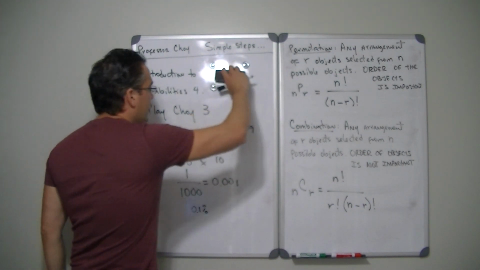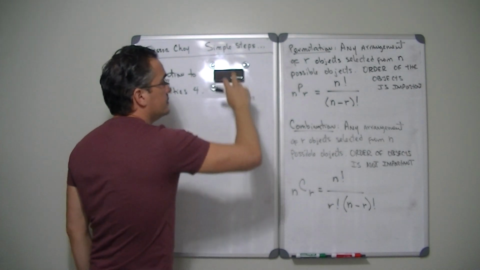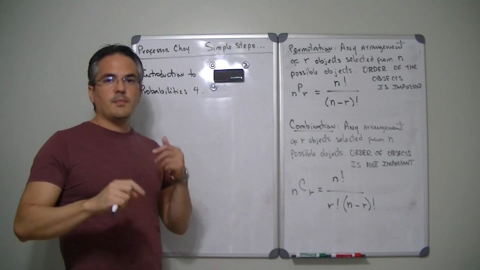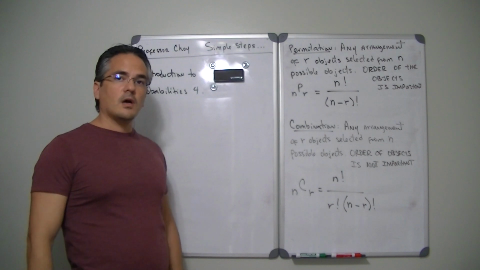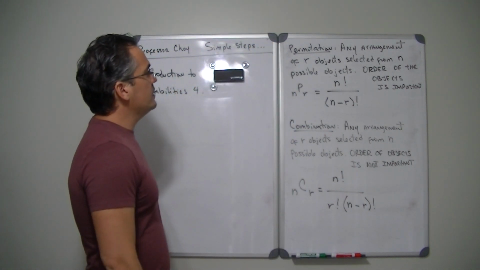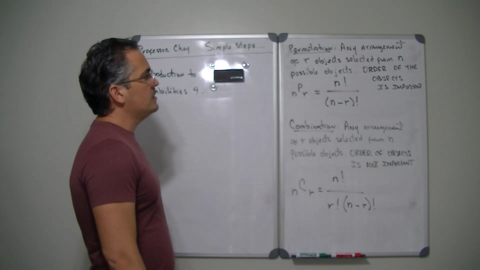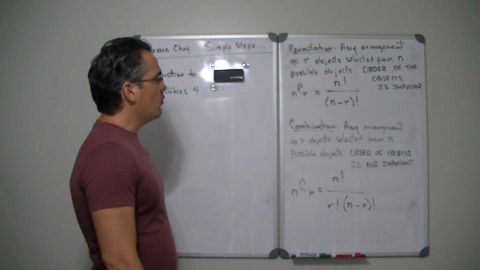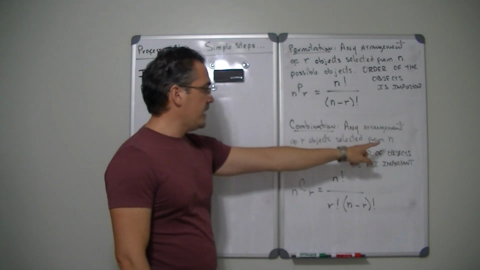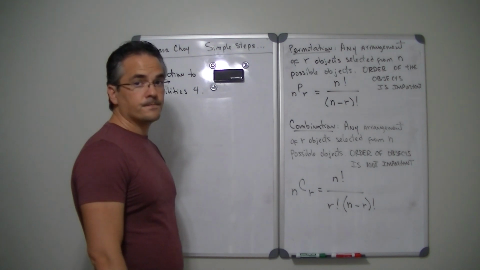Alright, with that in mind, let's talk about things that might be a little harder. Okay? So instead of you being able to just do this in a particular way, let's get a little bit more complex. So a permutation is any arrangement of r objects selected from n possible objects, and the order of objects is important, while a combination is any arrangement of r objects selected from n possible objects and the order of the objects is not important.